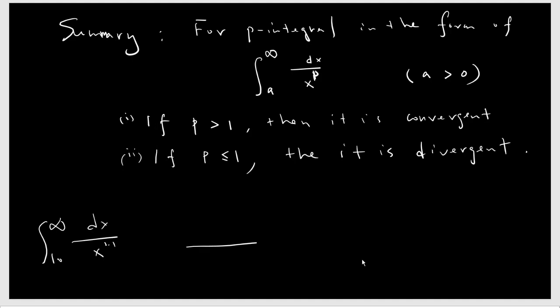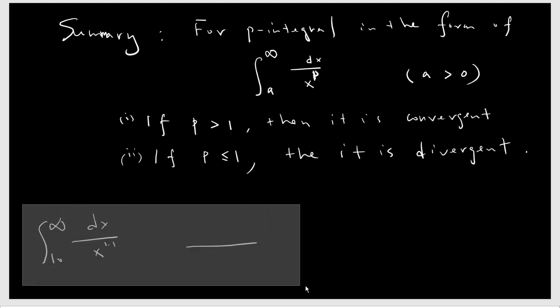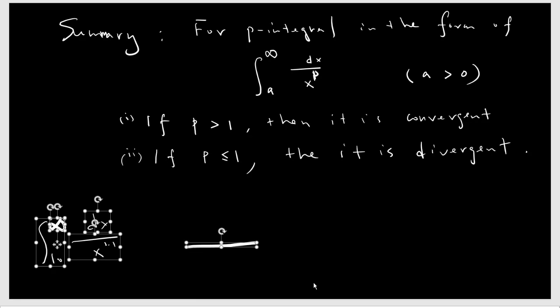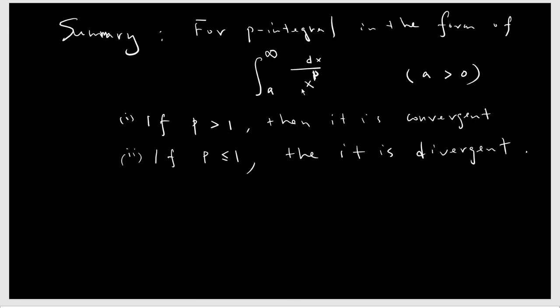Actually, for the assignment, I would ask you to try some particular cases. Now, let's say the p value of 1.1. Actually, I rarely use decimals. Probably on the assignment, you're going to see something like decimals. So this is actually the same thing as 11 over 10. You could use 1.1. It's the same thing. Again, we call an integral of this form p integral. Any questions so far?